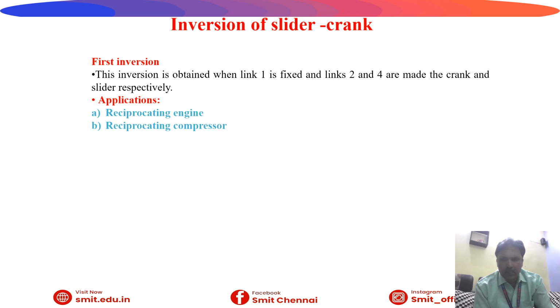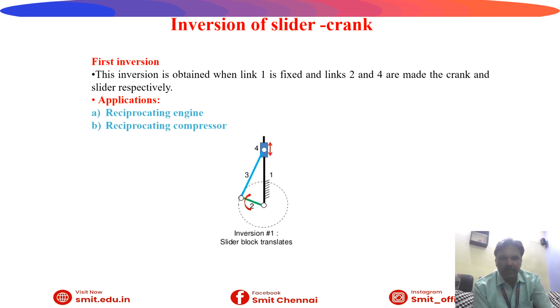So these kinematic inversions can be classified into various inversions, that is first inversion, second inversion. The first inversion is obtained when link 1 is fixed and links 2 and 4 are made the crank and slider respectively. I'll repeat once again, link 1 is fixed and links 2 and 4 are made the crank and slider respectively. A few applications are also given in the slide, that is the reciprocating engine and the reciprocating compressor.